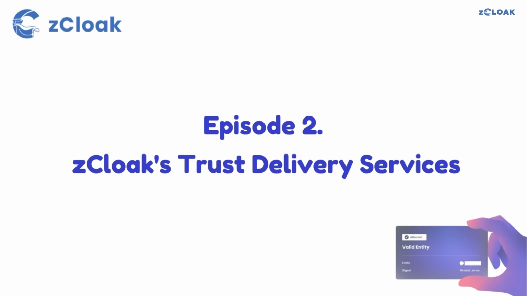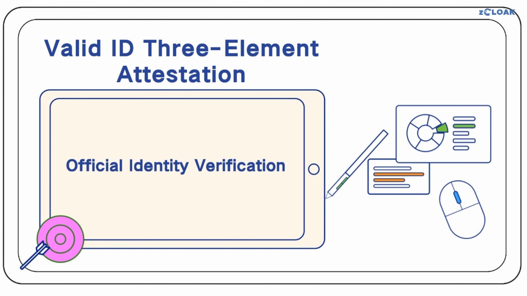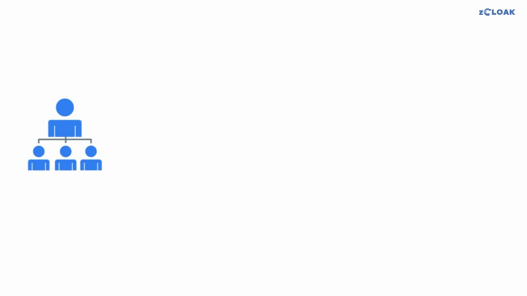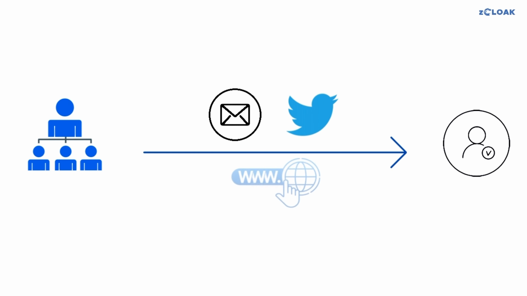zCloak's Trust Delivery Services. ZKID 3-element attestation, official identity verification, solving the problem of who is who. By Valid ID, organizations can confirm their identity by authenticating their official emails, Twitter accounts, and domain names.